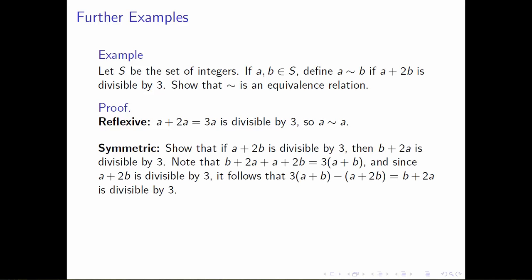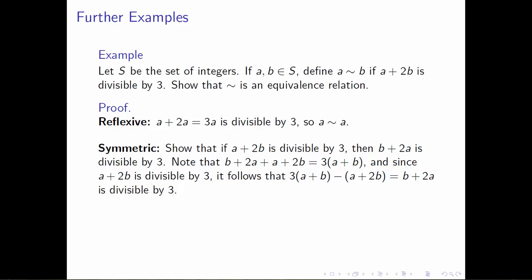To show the symmetric property, what we need to do is suppose that a plus 2b is divisible by 3, and then we need to show that when I change the roles of a and b here, and I consider b plus 2a, I need to show that this is divisible by 3. So to do this, and to also do transitivity, I'm going to use some properties of being divisible by a particular number, which is if I take 2 multiples of 3 and add them together, or subtract them, then what I get is a multiple of 3.